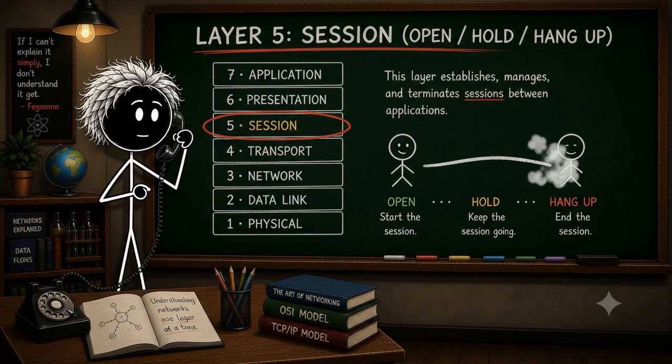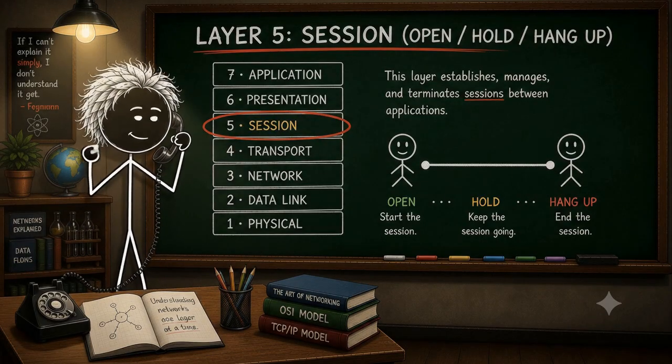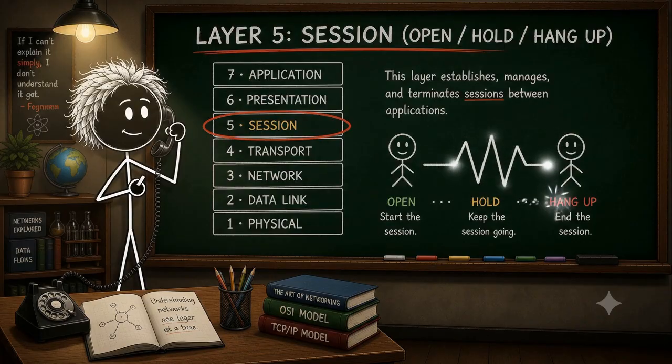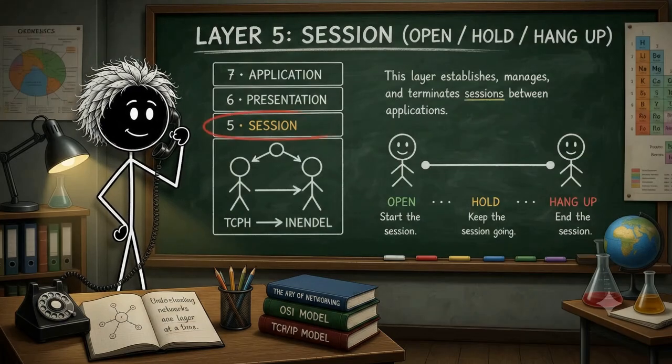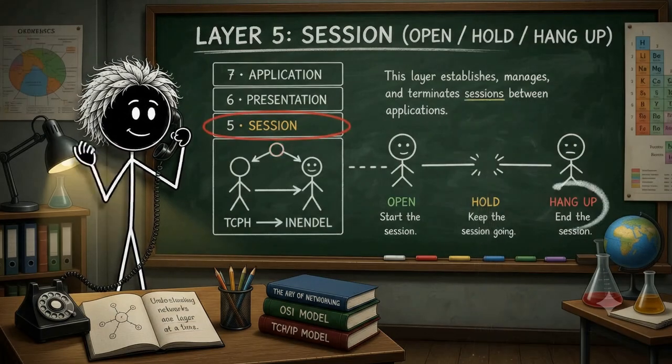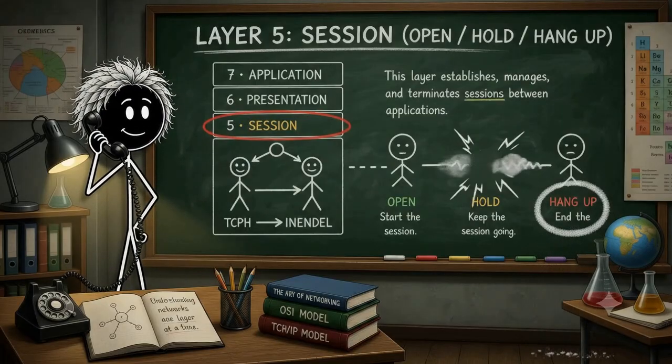Layer 5, the session layer. This is the conversation manager. It opens the line, it keeps that line open while you're talking, and it closes it cleanly when you're done. Like a phone call, a beginning, a middle, and a proper hang up.